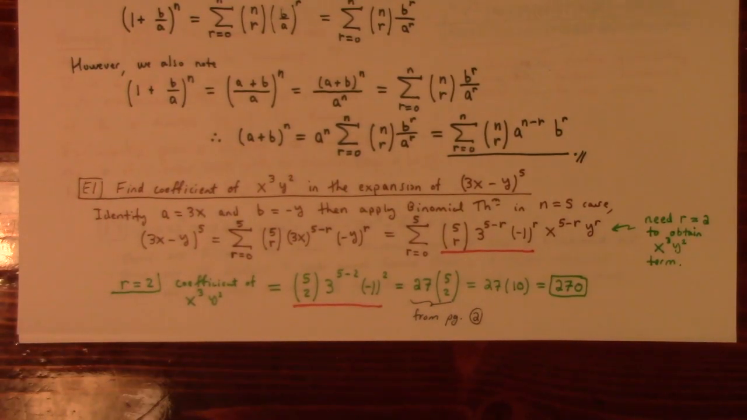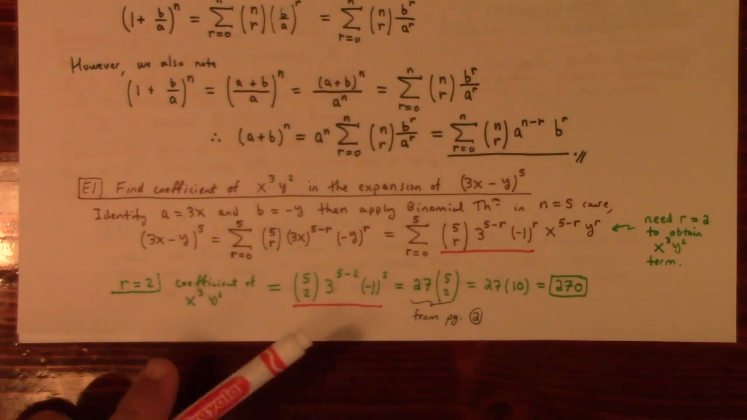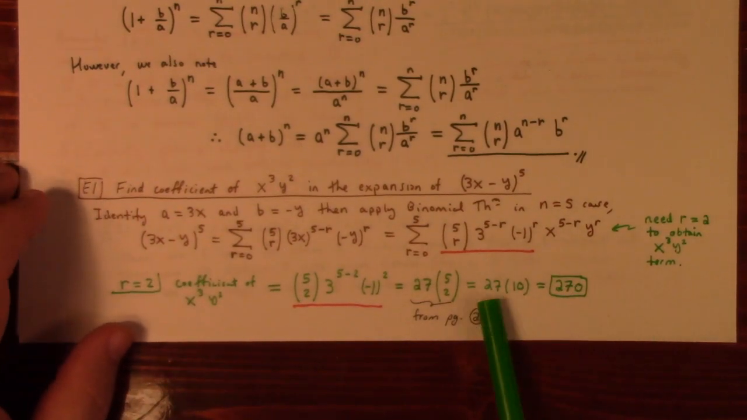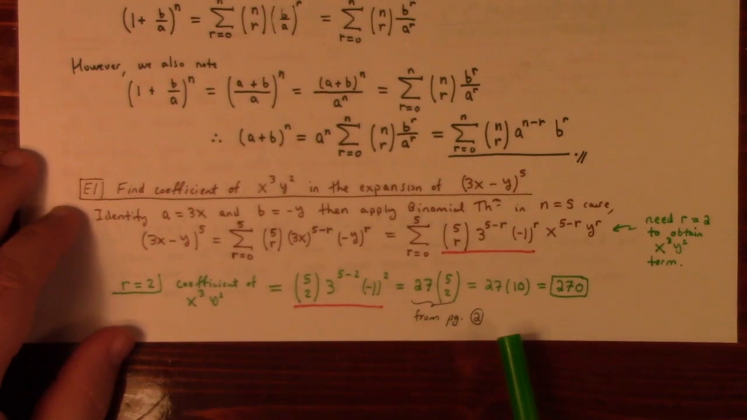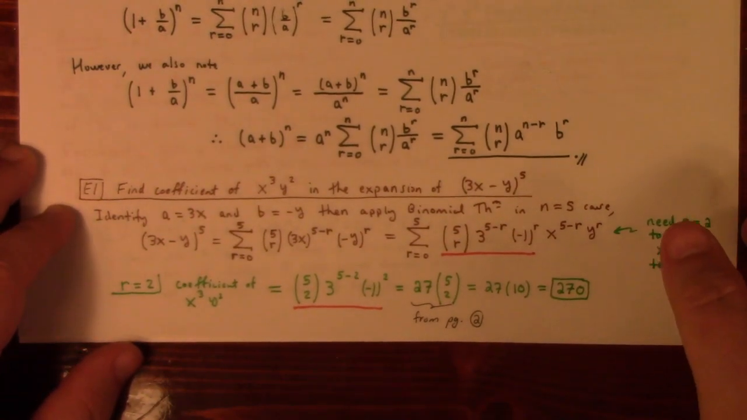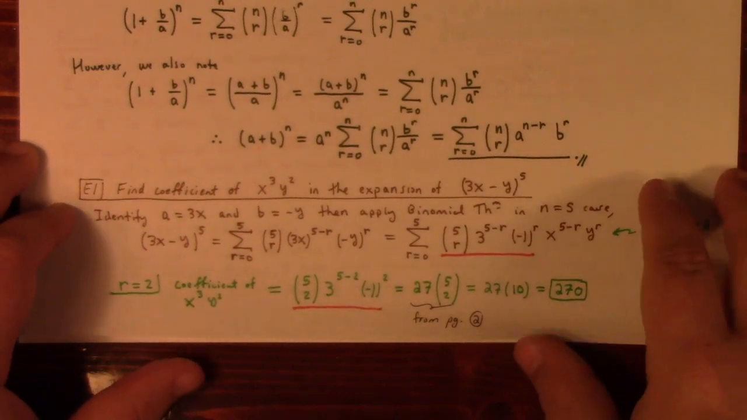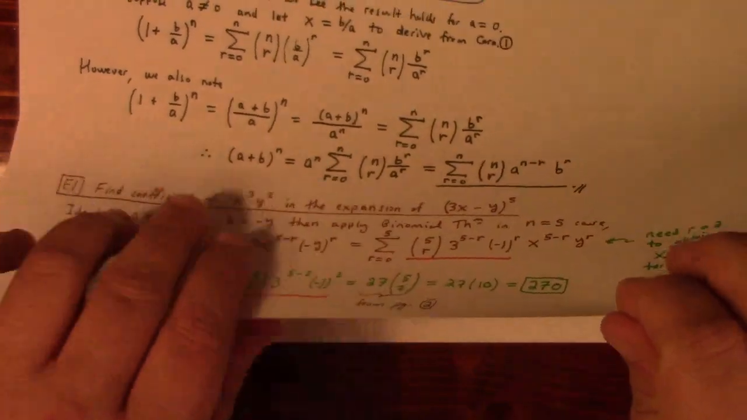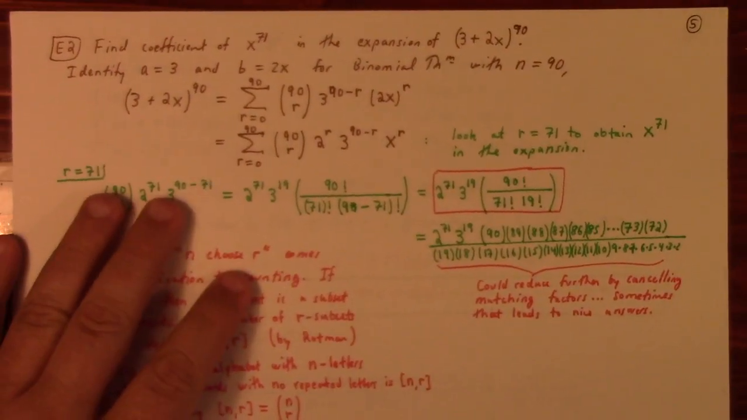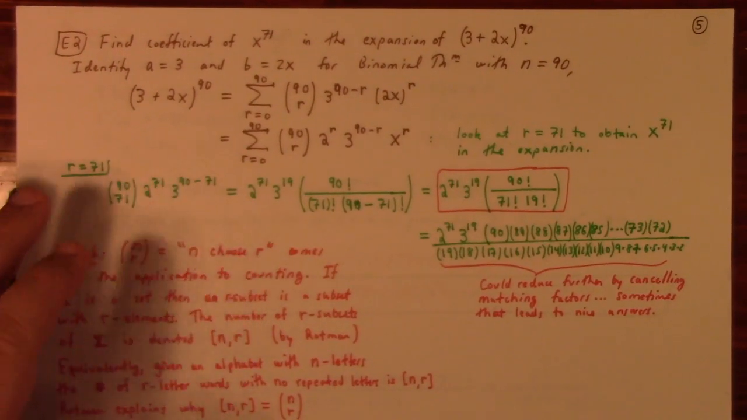And then I've got 3 to the 3, which I think is 27, and minus 1 squared, well, that's just 1, right? And 5 choose 2, we talked about a minute ago, it was 10. And so there you go, 270 there. The coefficient of the expansion there is 270. That's kind of neat. Here's another example.